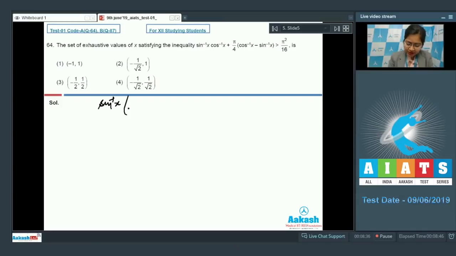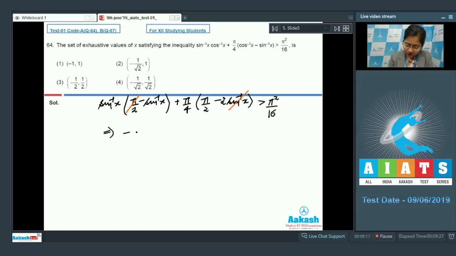Sine inverse x multiplied with cos inverse x can be written as pi by 2 minus sine inverse x plus pi by 4 multiplied with cos inverse x can again be written as pi by 2 minus sine inverse x minus sine inverse x. So we have minus 2 times sine inverse x. So this is greater than pi square by 16. So solving this further, we can see pi by 2 sine inverse x will get cancelled with minus pi by 2 sine inverse x here.